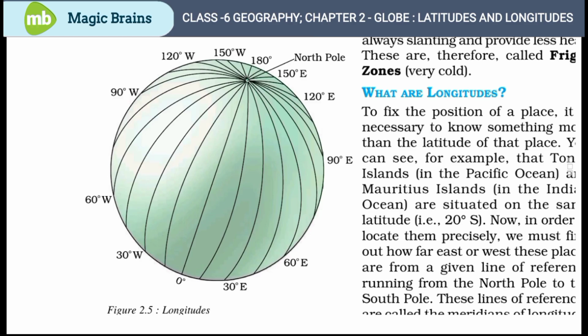Starting from the North Pole, moving ahead in a clockwise direction, we see 150 degrees east longitude, 120 degrees east longitude, 90 degrees east longitude, 60 degrees east longitude, 30 degrees east longitude, 0 degree longitude, 30 degrees west longitude, 60 degrees west longitude, 90 degrees west longitude, 120 degrees west longitude, 150 degrees west longitude, 180 degrees longitude.